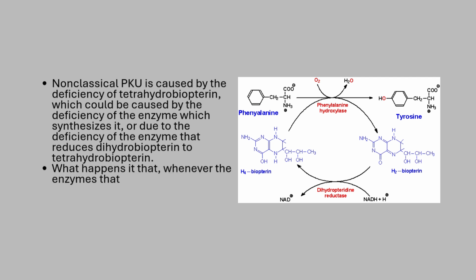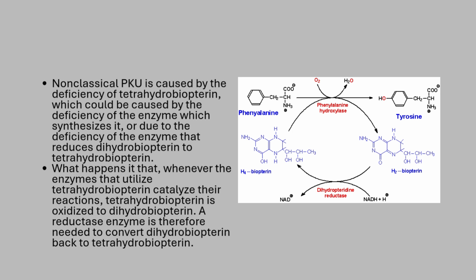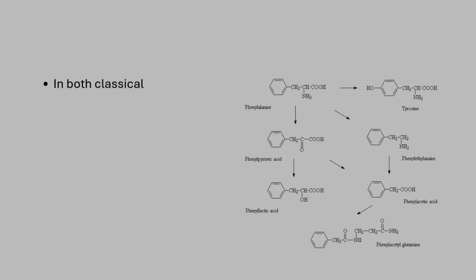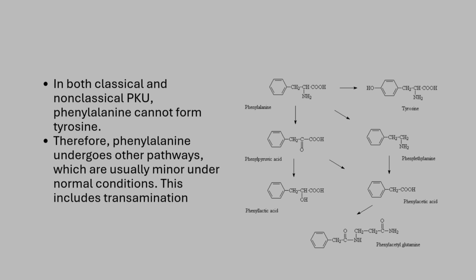What happens is that, whenever the enzymes that utilize tetrahydrobiopterin catalyze their reactions, tetrahydrobiopterin is oxidized to dihydrobiopterin. A reductase enzyme is therefore needed to convert dihydrobiopterin back to tetrahydrobiopterin. In both classical and non-classical PKU, phenylalanine cannot form tyrosine. Therefore, phenylalanine undergoes other pathways, which are usually minor under normal conditions.